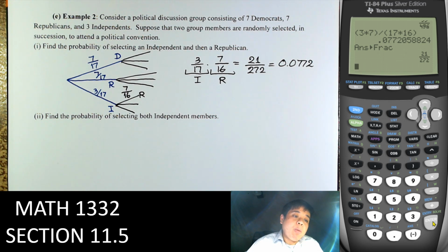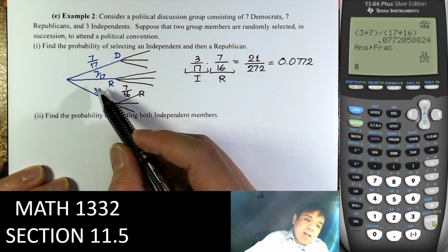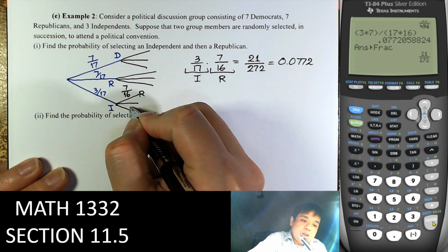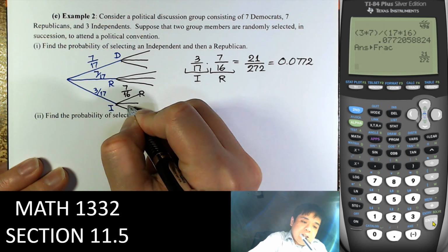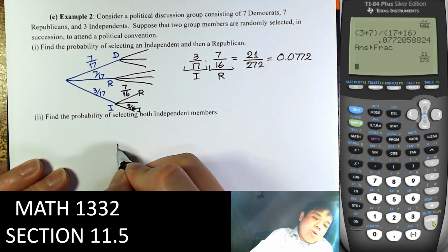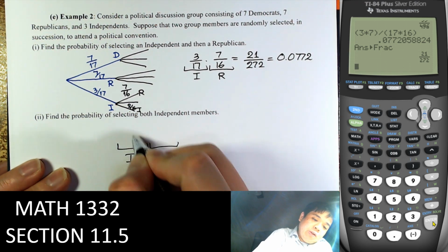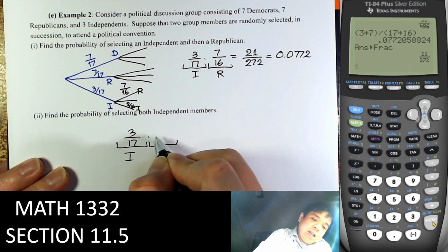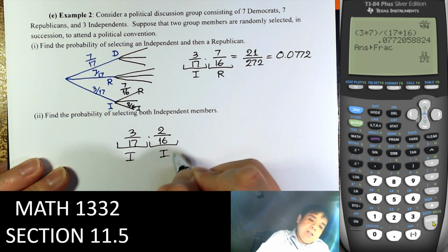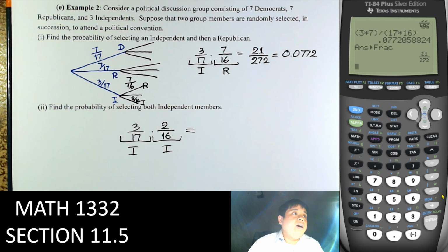Next, find the probability of selecting both Independents. Well, originally there are 3 Independents. When you select the first one, there are 2 left, and you select 1 out of 16. So you get Independent and Independent. The first one is 3 out of 17. After that, there are 2 Independents left out of 16. Right. Again, I multiply straight across.